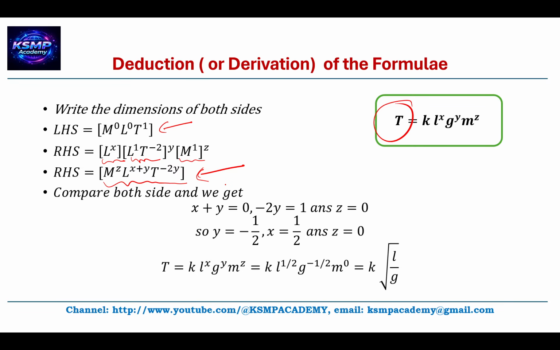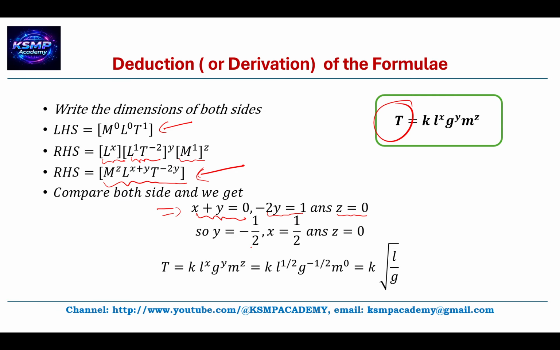Now we can compare the left hand side and right hand side, and we get x plus y equal to 0, which is the power of L, the dimension of length. Similarly for time we compare, giving us minus 2y equal to 1, and for mass it gives us z equal to 0. So we basically have two equations, x plus y equal to 0 and minus 2y equal to 1.